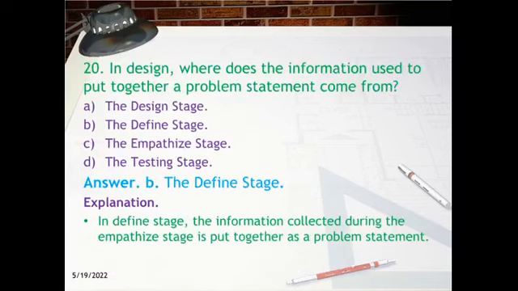20. In design, where does the information used to put together a problem statement come from? A. The design stage. B. The define stage. C. The empathize stage. D. The testing stage. Answer. B. The define stage. Explanation. In the define stage, the information collected during the empathize stage is put together as a problem statement.